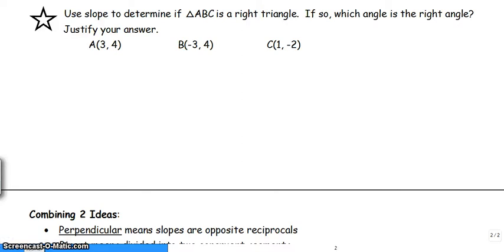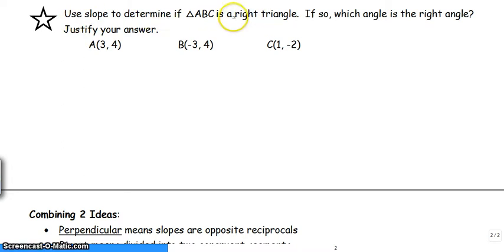So, like I mentioned in class today, there will be problems on your quiz this week that are like these two last examples from our notes. So let's go ahead and get through these. One question will ask us to use the slope to determine if triangle ABC is a right triangle.